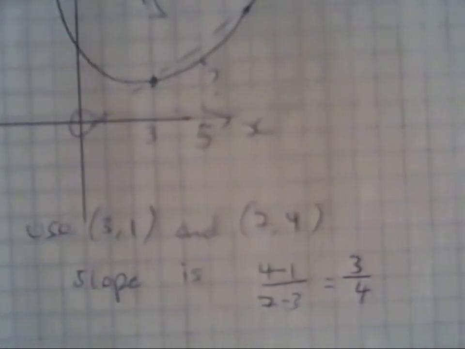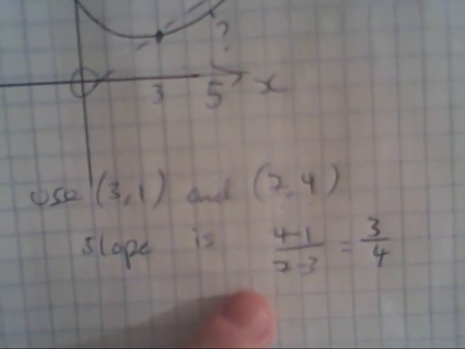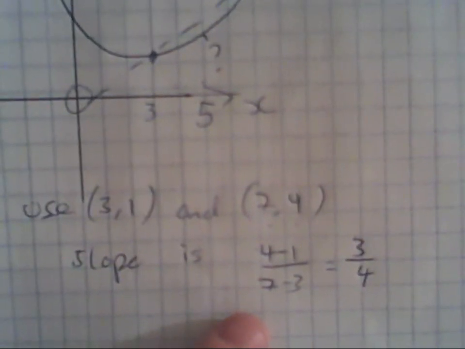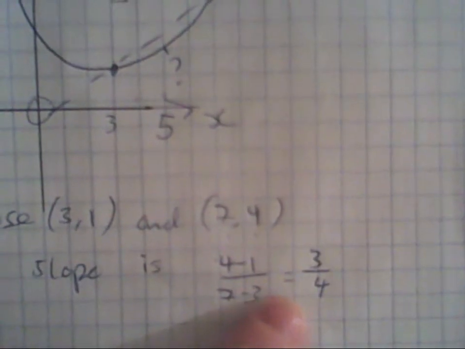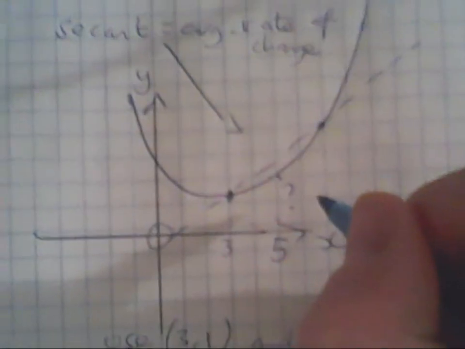So you just literally use those 2 points and do a rate of change, being vertical change 4 minus 1 over the horizontal change 7 minus 3. So you approximate the slope here as 3/4. That is different to a tangent, because a tangent is an instantaneous rate of change, not an average.